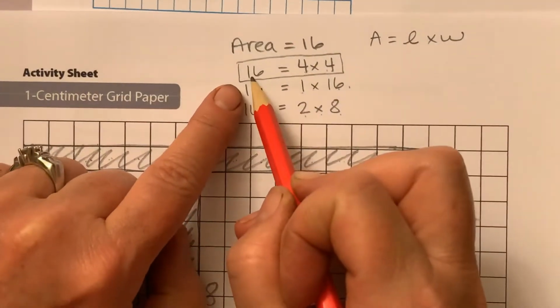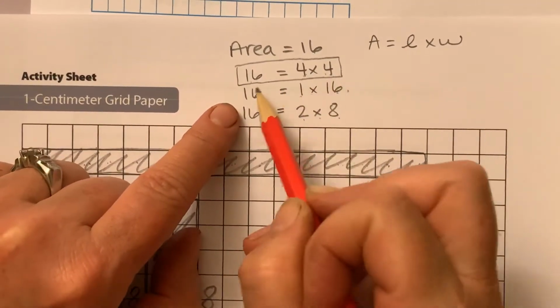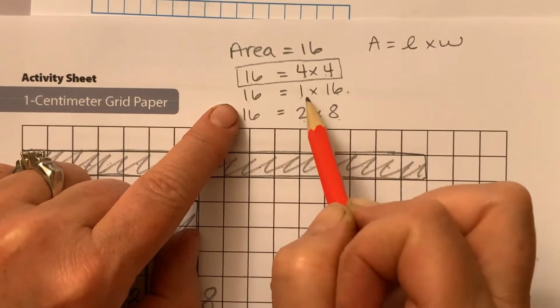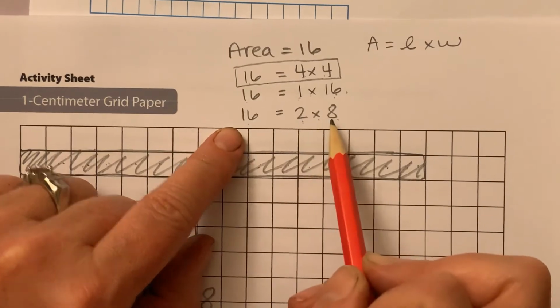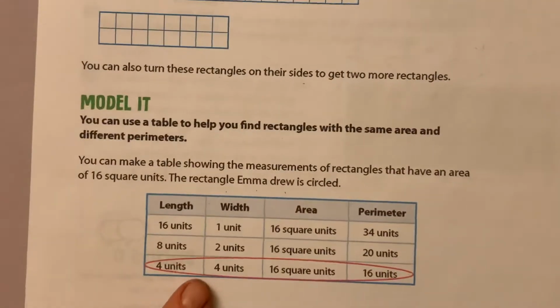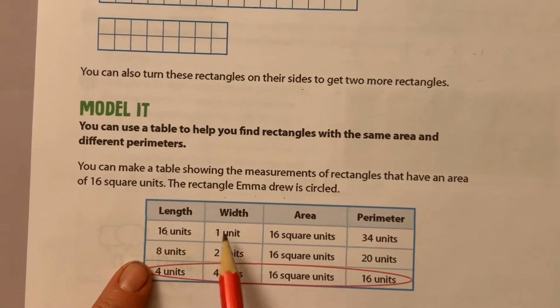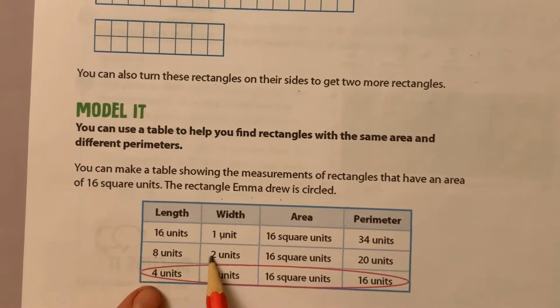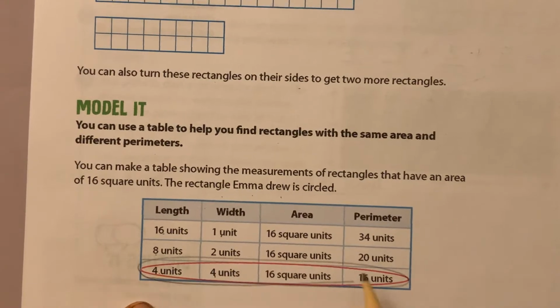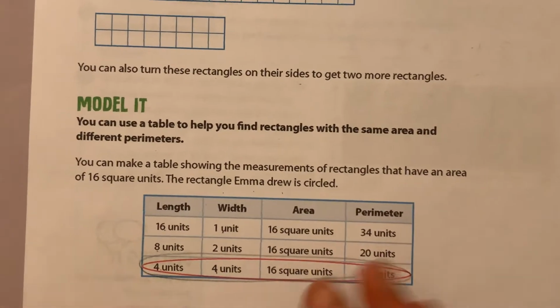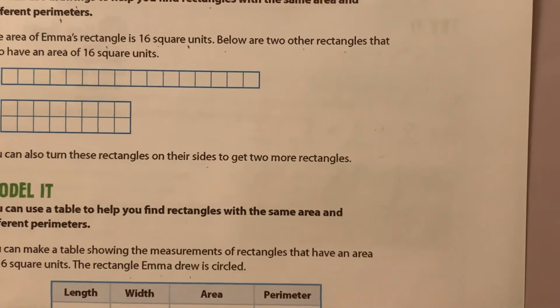We knew that an area of 16 is a 4 by 4. A 16 area could also be a 1 times 16, and an area of 16 can also be 2 times 8. Do you see those in here? They are 16 times 1, 8 times 2, and 4 by 4. This is the one that Emma used. And when we did our work over here, remember we did the 2 by 8. So this is the one we did.